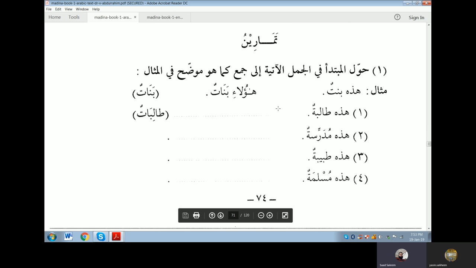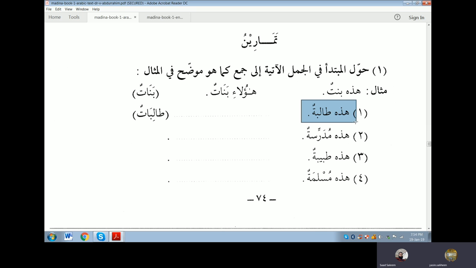Now we have the exercises. How will we change the subject? In the following sentences, change the subject into plural, like it is explained in the example. Hadhihi bintun, this is a girl. The plural of hadhihi is hawla'i, and the plural of bintun is banatun. So in this way we will change all these sentences, okay? So tell me the plural of this sentence.